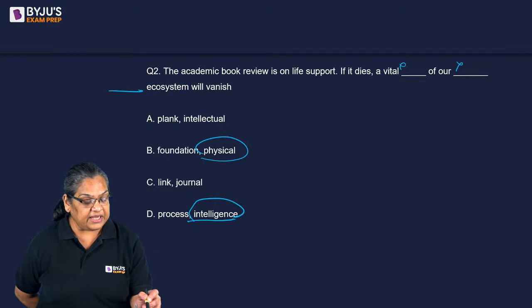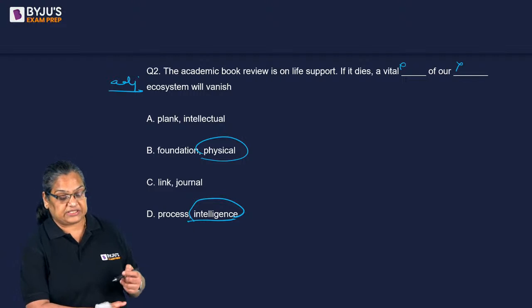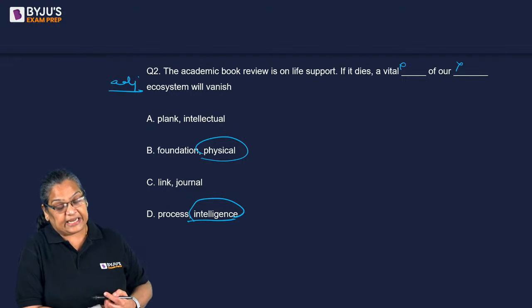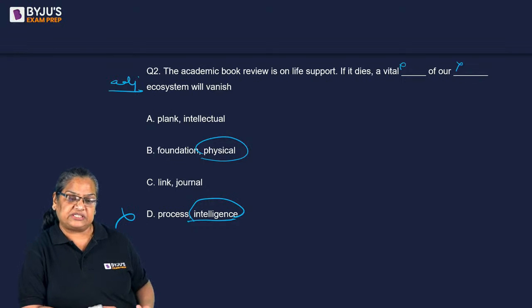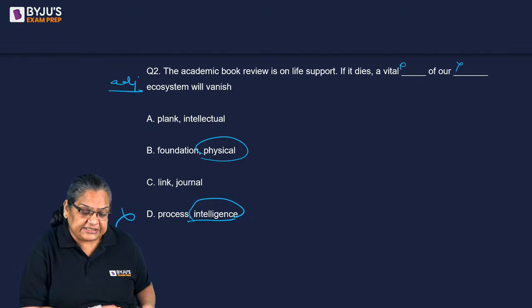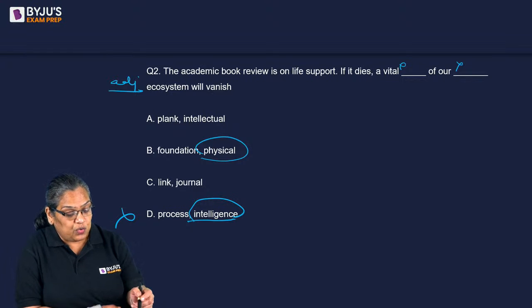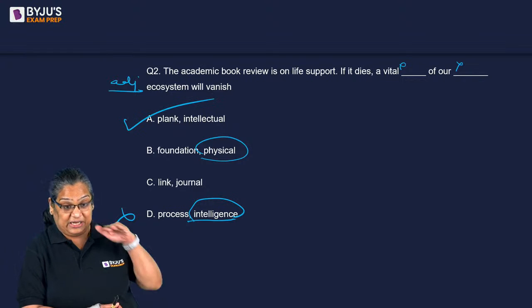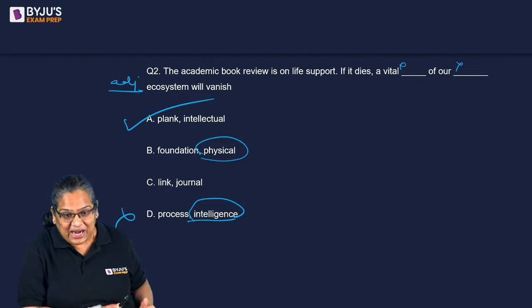So the word here has to be an adjective. What kind of ecosystem? Will intelligence act as an adjective? Those of you who mark D, intelligence ecosystem nahi hoga. Intelligent people, I understand. Intelligence ecosystem nahi hoga. How will it work? How will the sentence make sense? Academics has to do with intellectual. A vital plank means foundation, basis. All right?